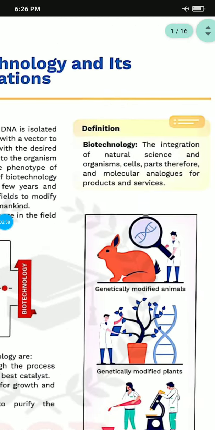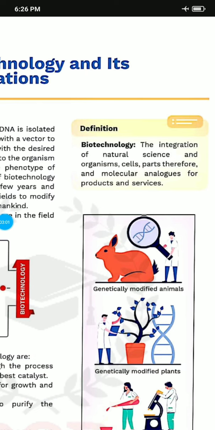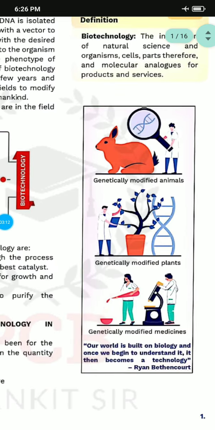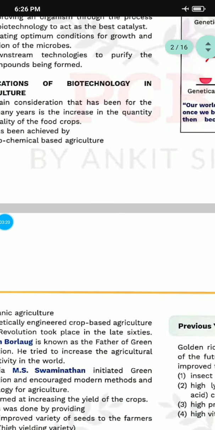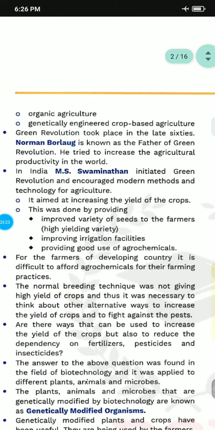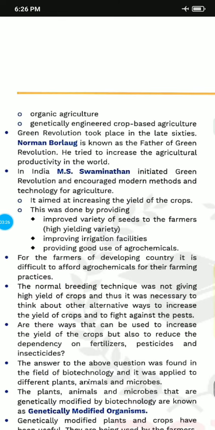Because of that, I just want to say that biotechnology is the integration of natural science and organism cells and parts so that different types of products and services can be obtained. Any genetically modified animal, plant or medicine is formed with the help of biotechnology. Now the green revolution actually took place in the 60s. Norman Borlaug, also called the father of the green revolution, tried to increase agricultural productivity in the world, but it could not be possible at that time.